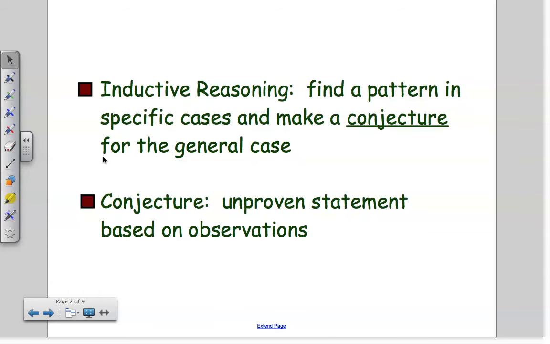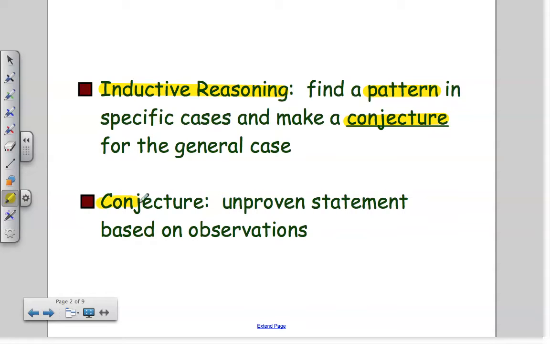And a definition for you. What is inductive reasoning? Inductive reasoning is when you're looking basically for a pattern. Pattern is the key word with inductive reasoning. You're looking for a pattern in specific cases, and you're going to make a conjecture for the general case. You're looking to observe, what do I see happening, and what am I going to expect to see happening next, or what am I going to continue to see? That's the conjecture that you're making, is what you expect to happen next.